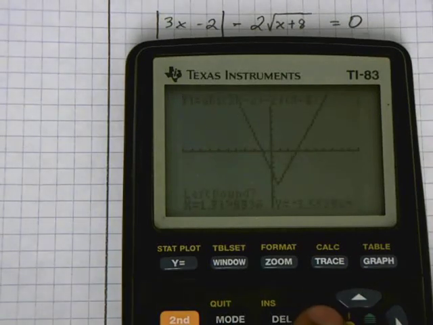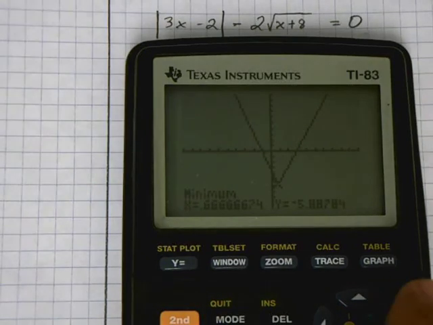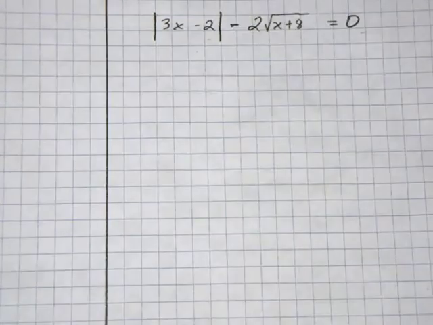Left bound, so I have to move the cursor to the left side of the vertex, hit enter. Move it again to the right side, enter, and guess, move it as close as I can. And it gives me here that the vertex is about 0.67 and -5.89. Okay. I'm going to take my calculator off the screen here and actually draw the graph.